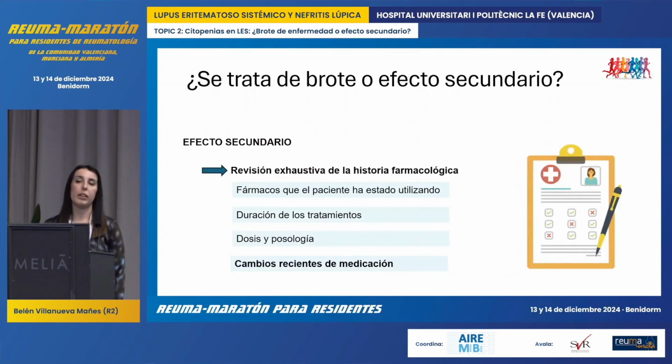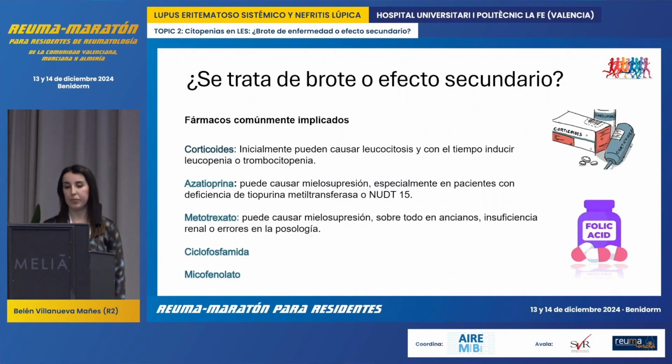Now, if we only find cytopenias, this might lead us to think more in terms of drug toxicity. So the first thing to do here would be a thorough review of the patient's medication history, looking at the drugs they have been using, the duration of the treatments, dosages and regimens, and above all, any recent changes in medication.